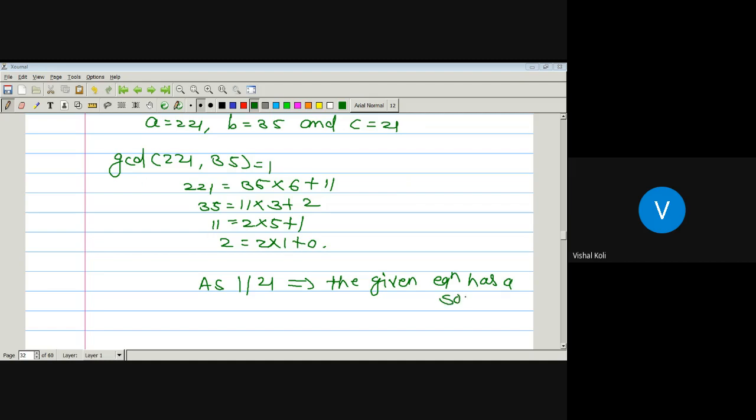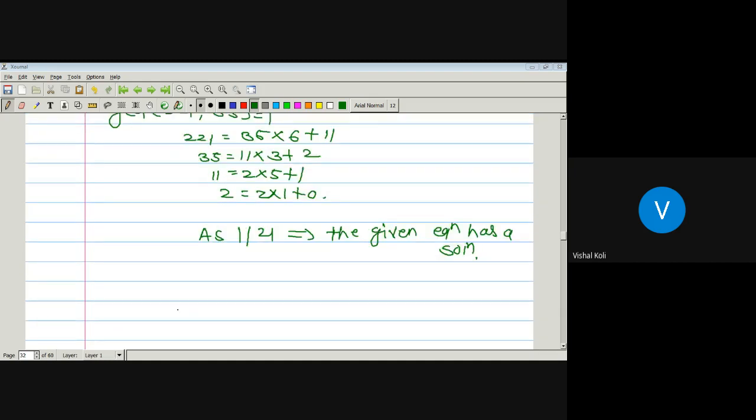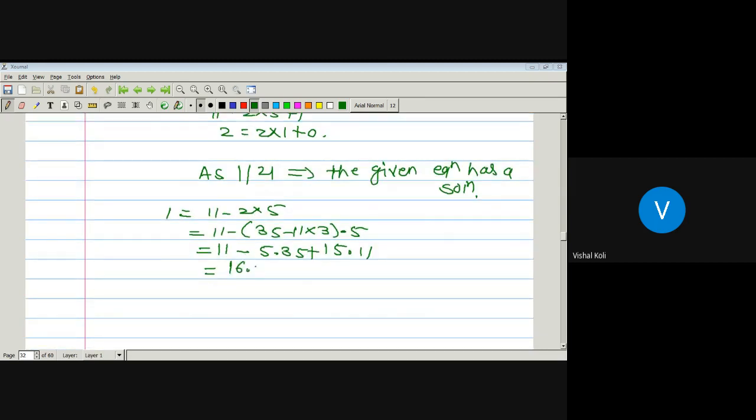Now express the GCD as a linear combination of A and B. Now 1 is nothing but 11 minus 2 into 5, which is equal to 11 minus, what is the value of 2? 2 is nothing but 35 minus 11 into 3, into 5, which is 11 minus 5 into 35, plus 3 into 5, 15 into 11. So 1 time 11 plus 15 times 11, which is 16 times 11 minus 5 times 35.